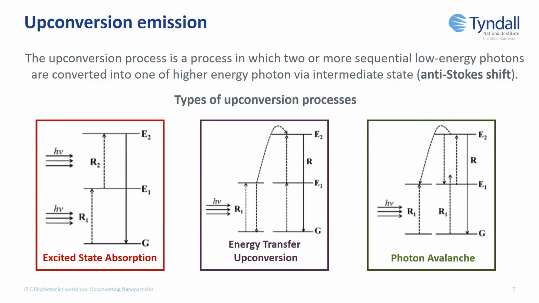There are three different processes that can cause upconversion, three main processes. There are a few different kinds of side processes, but we won't talk about them because that would take too much time. The simplest one is the excited state absorption. The next ones are energy transfer upconversion and photon avalanche. Because energy transfer upconversion is the most commonly occurring upconversion process that we use in upconverting nanoparticles, I'm going to talk a little bit more in detail about that one.